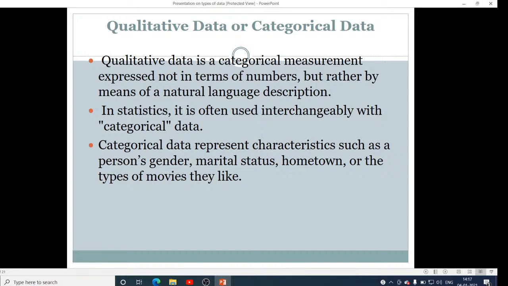See, what is the category? Gender is there, with two categories, either male or female. Marital status, either married, unmarried or widow. Hometown. So some natural language description is there, some options are there, some category is there. This type of data is called qualitative data.